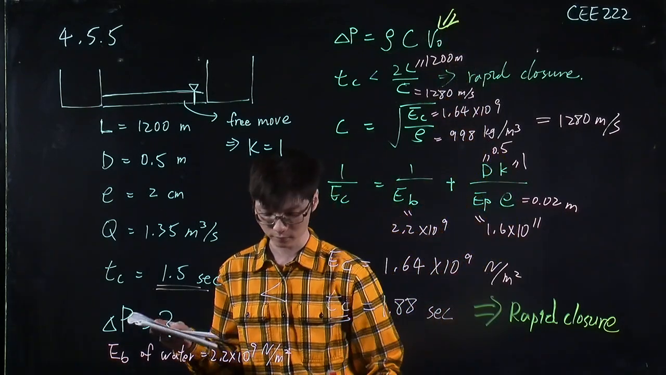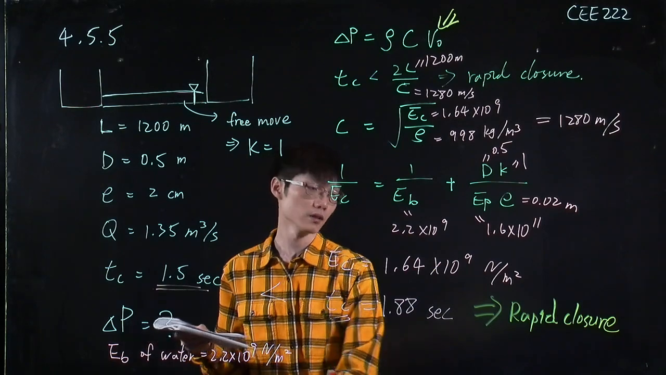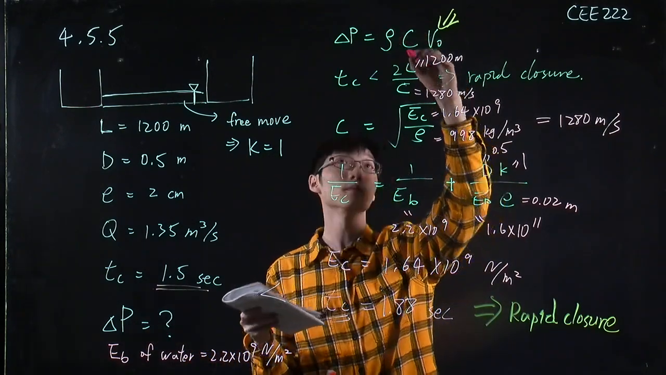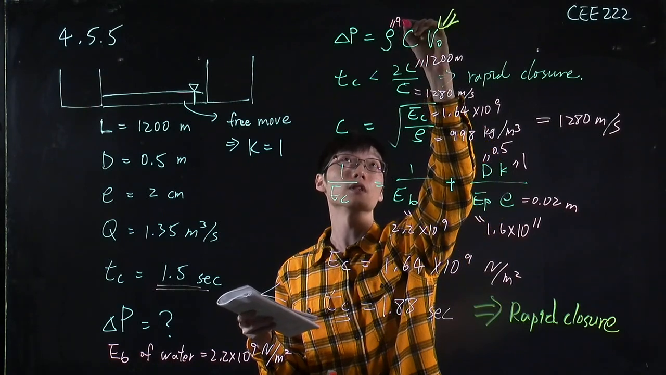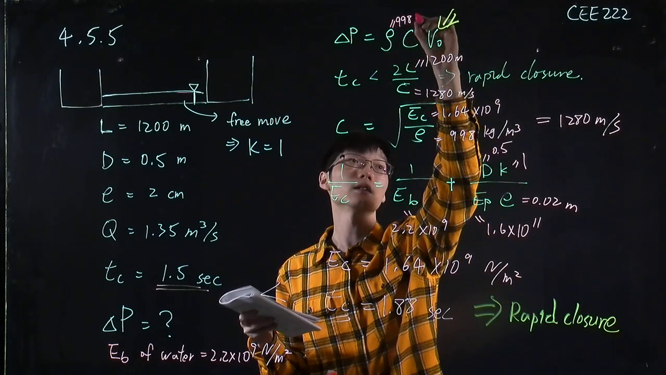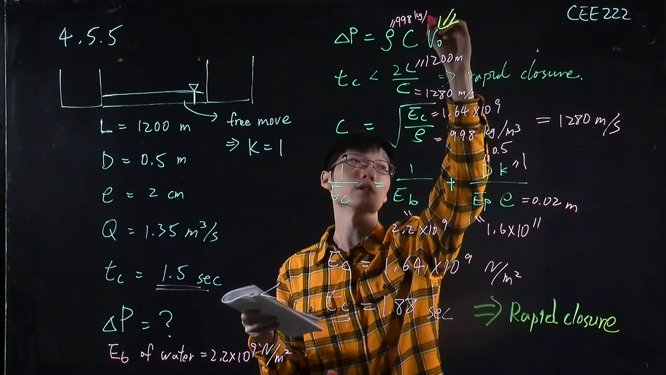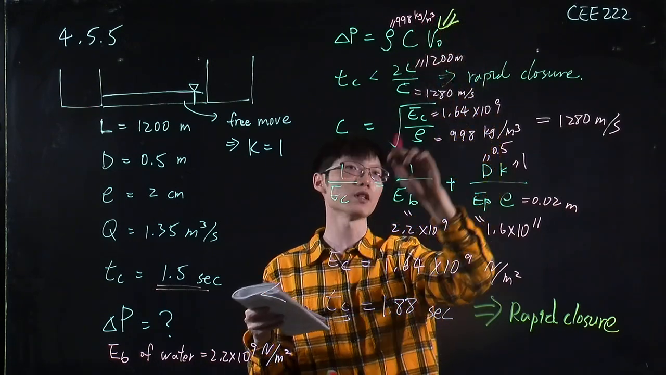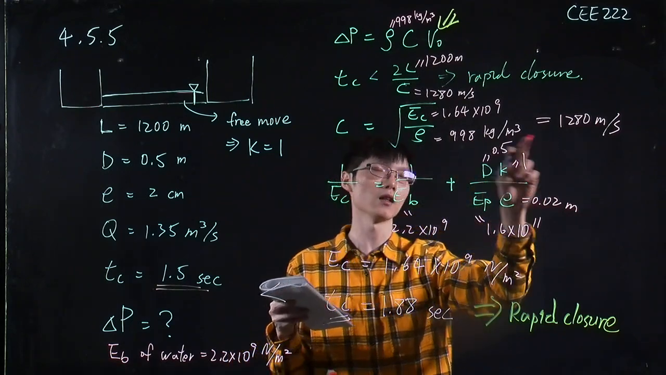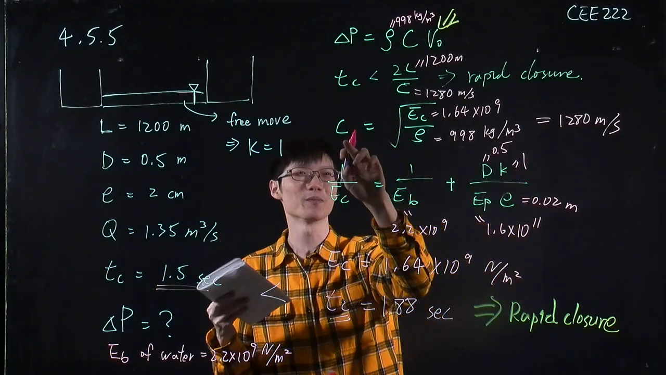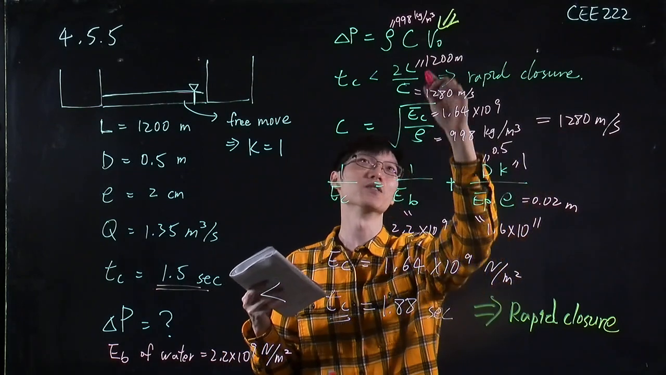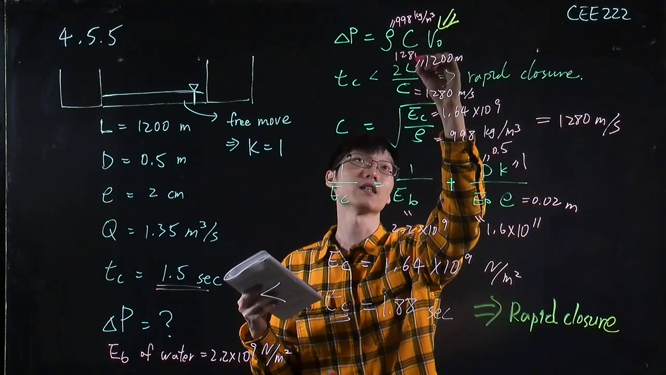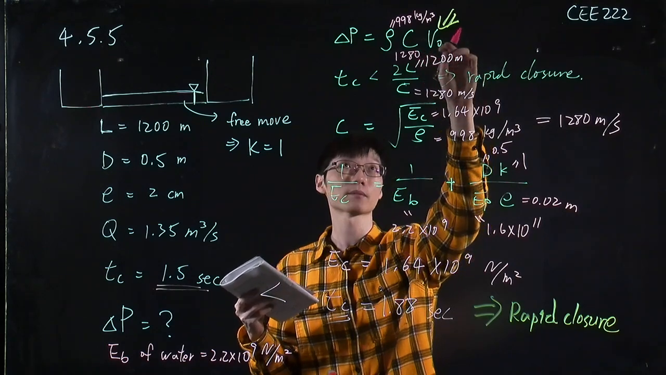And to that, we already know that the density of the water is equal to 998 kg per cubic meter, and we know that C, the speed of the pressure wave, is equal to 1,280.